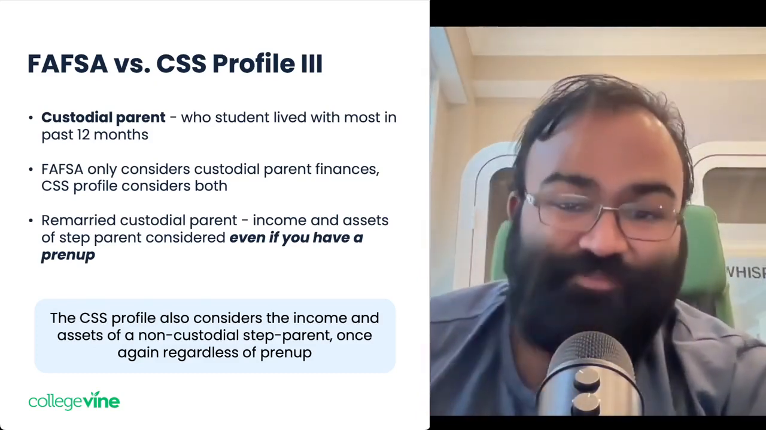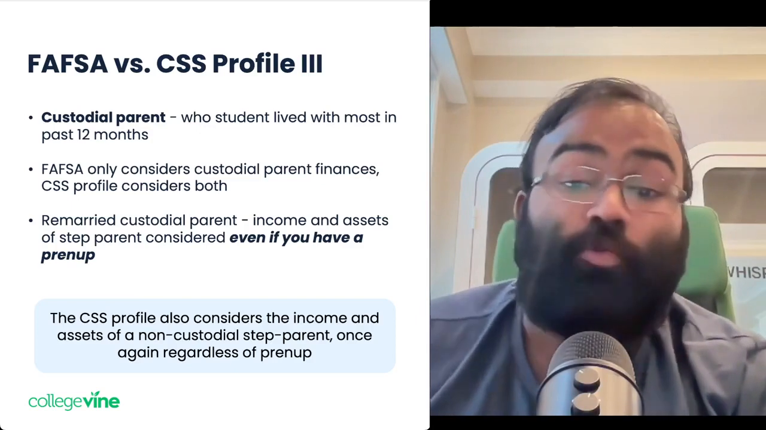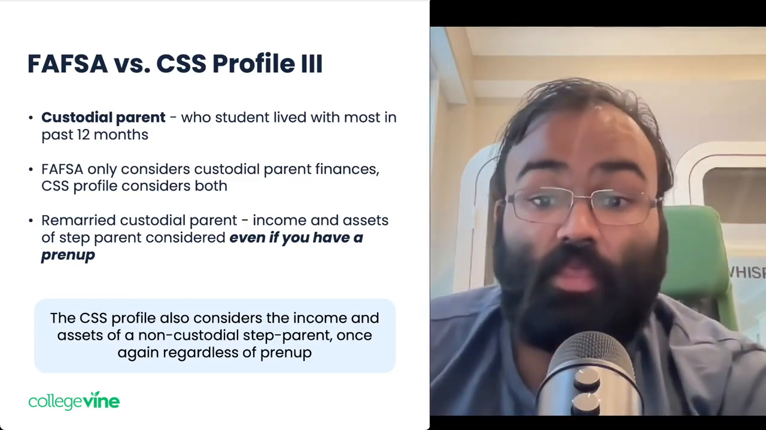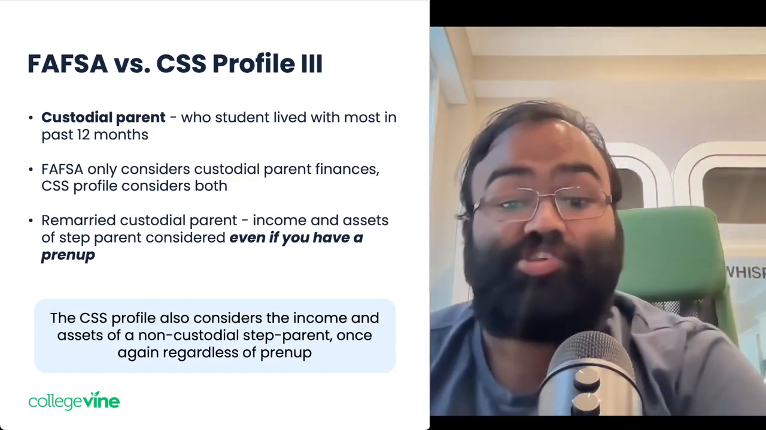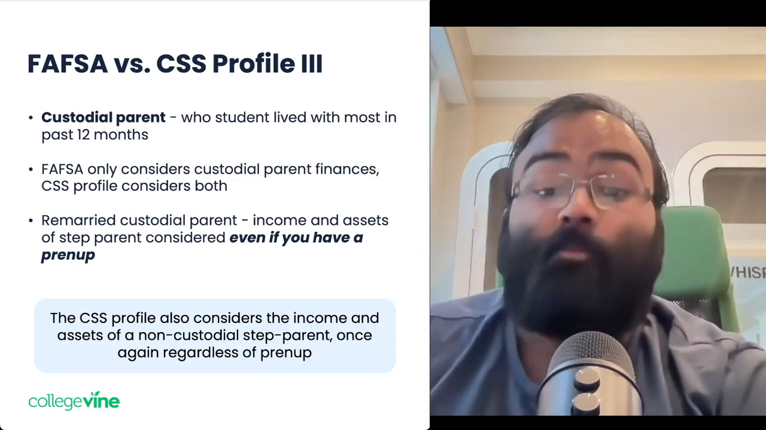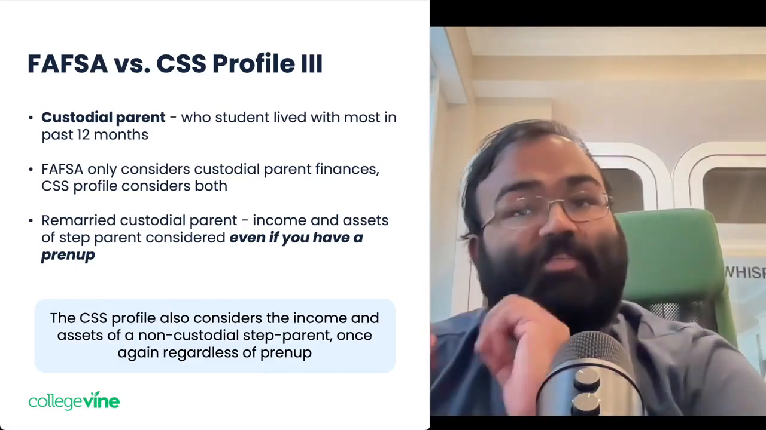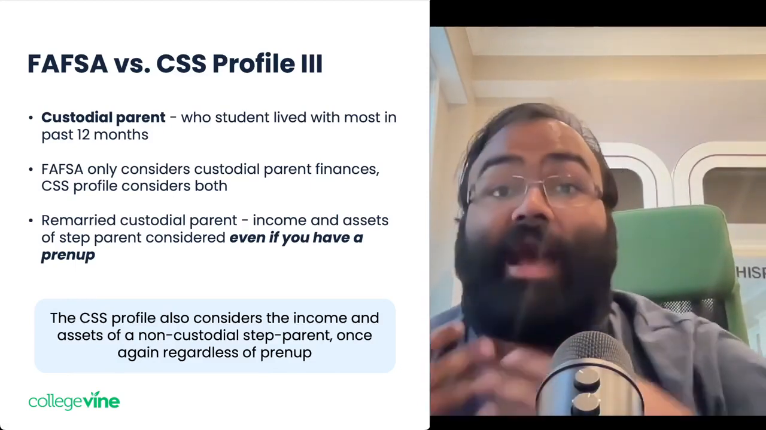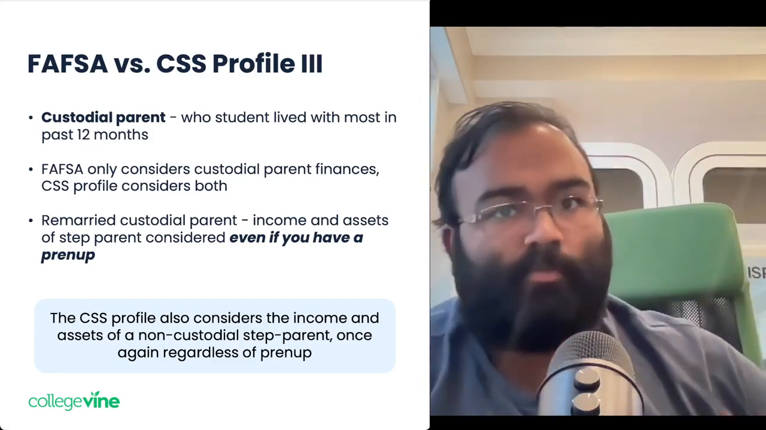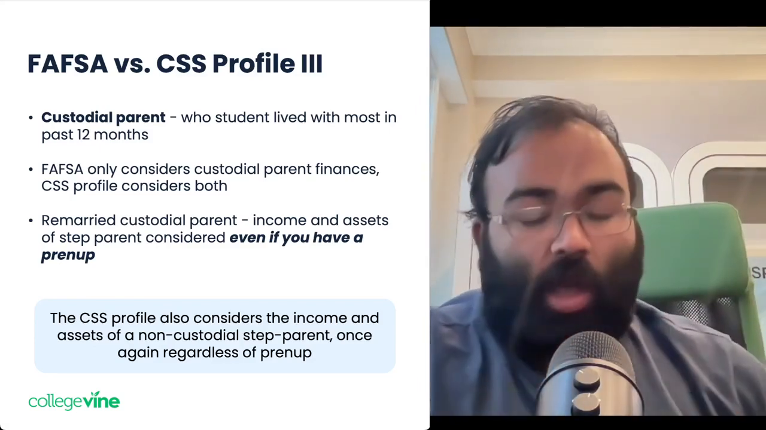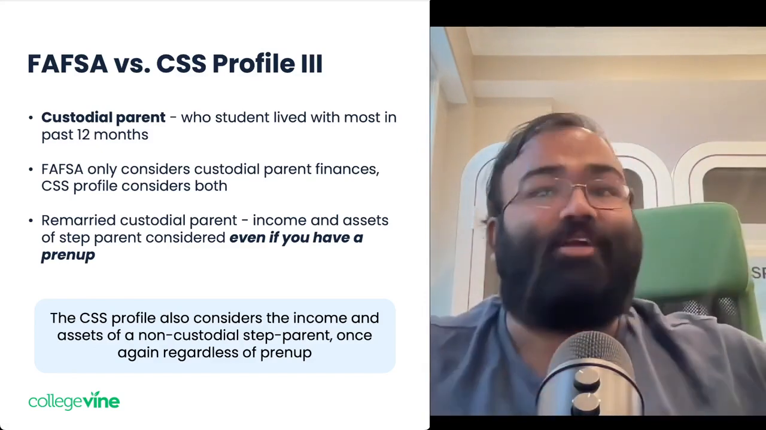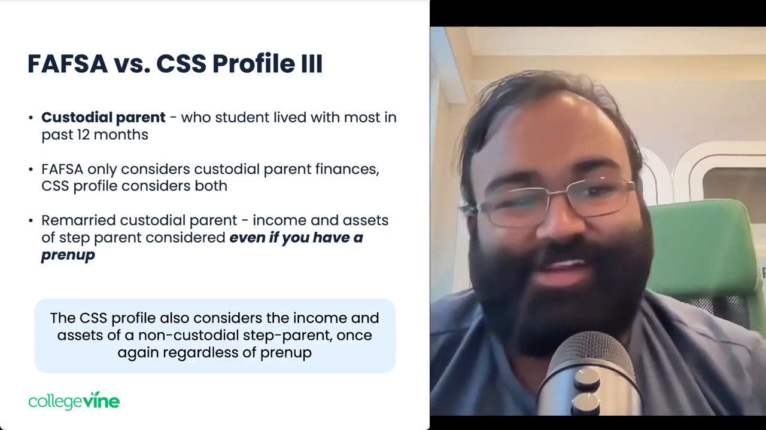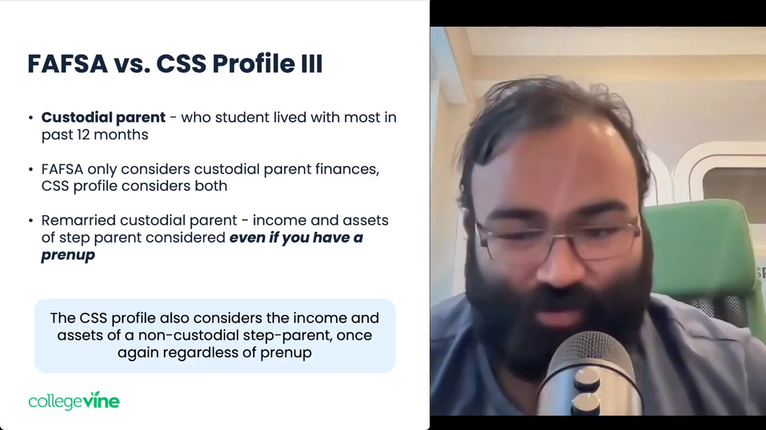Now, really interestingly, if you as the custodial parent get remarried, the income and the assets of your new spouse are considered in that calculation, even if you have a prenuptial agreement. So even if you have a prenup that says, hey, step-parent is not going to be paying for any of my child from a previous marriage or a previous relationship's college costs, the FAFSA and the CSS profile, they don't care. They're going to completely ignore that prenuptial agreement. It's pretty much the only legal body in the entire United States that can ignore a prenuptial agreement.